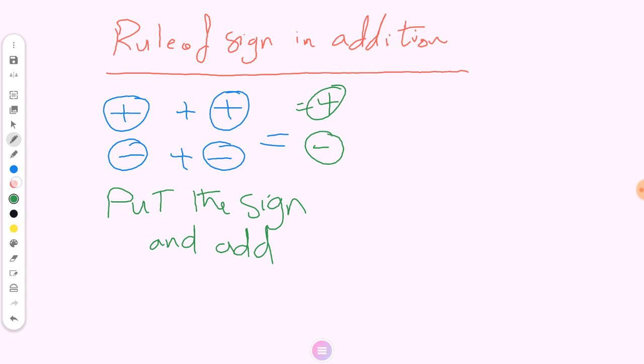So as an example here, we can find 5 plus 3 equals positive number plus positive number, so the answer is positive. We don't have to write positive, and add the numbers. 5 plus 3 is 8.